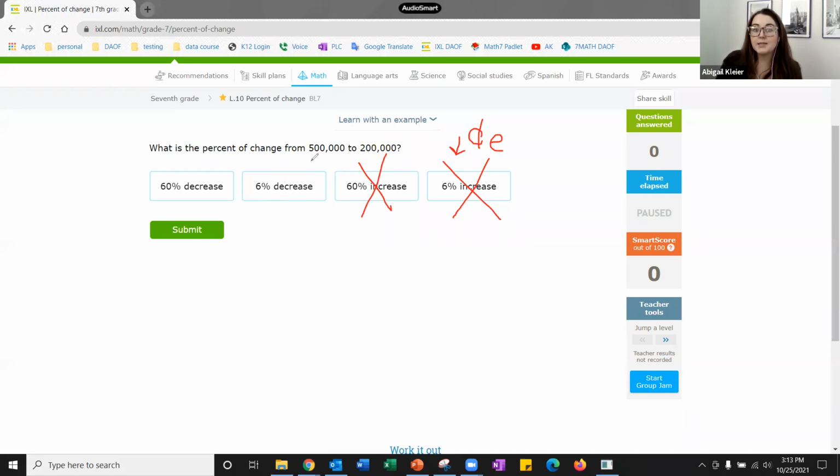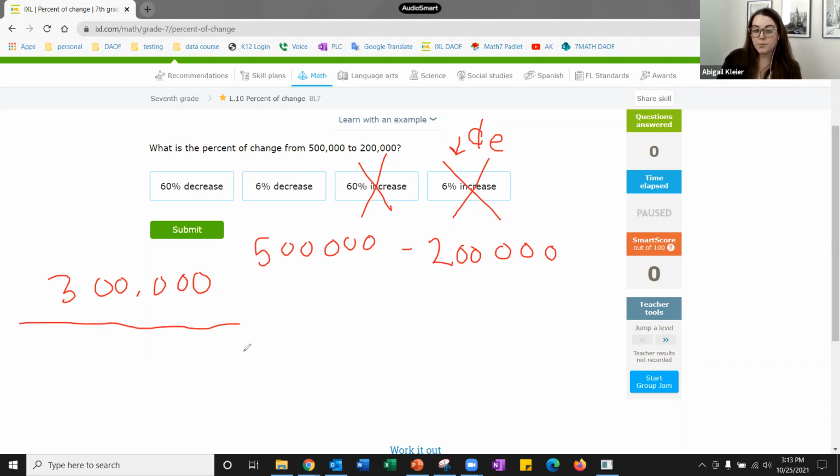That first step, find the difference between our 2 numbers. 500,000 minus 200,000 gives us an answer of 300,000. That's step 1, identifying that numerator by finding the difference. Step 2 is identifying the original number. So our starting point was 500,000. That's our original number. That is our denominator.